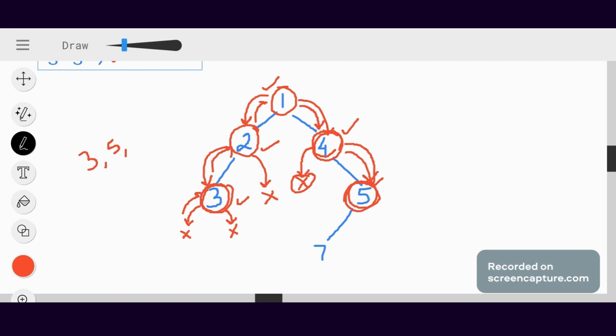Again, move to the right now. Now my 5 becomes the parent node. Move to the 7. Move to the left node. Do we have a left node? Yes, we do have a left node. Do we have a right node? No, we don't have a right node.